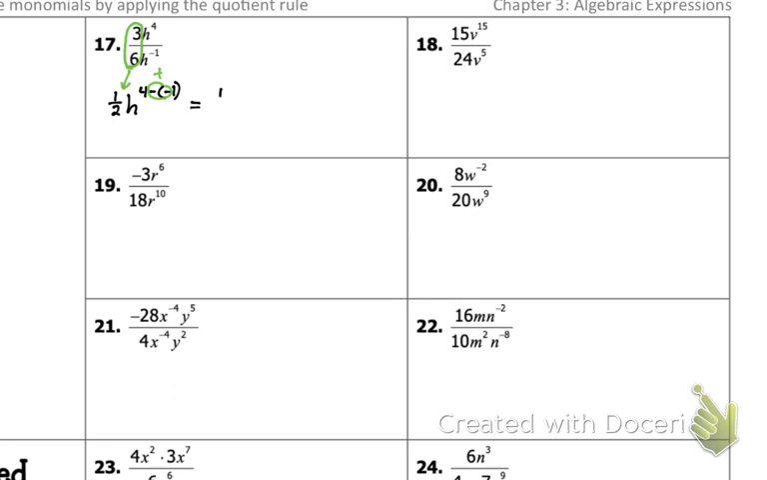So we have 1/2 times h to the 5th, or we can write this as h to the 5th over 2. Both of those work, because when you multiply fractions, you multiply straight across. This is really h to the 5th over 1, so that h to the 5th can go to the top.